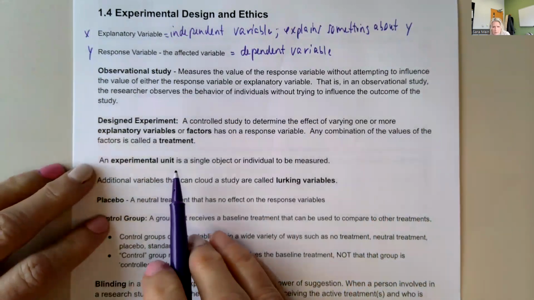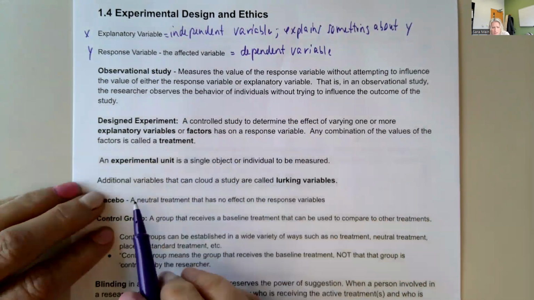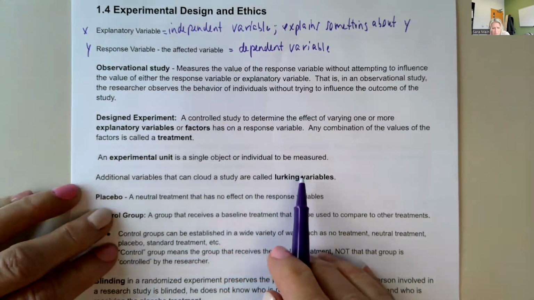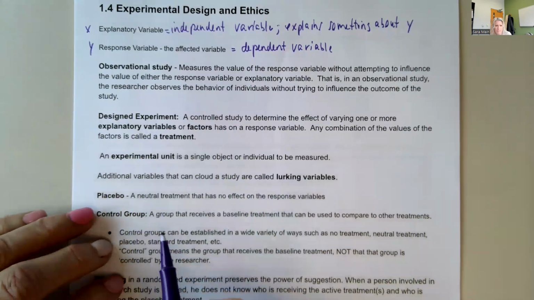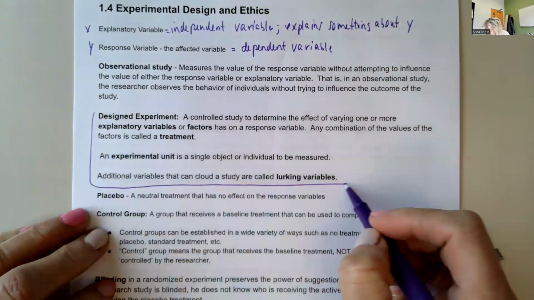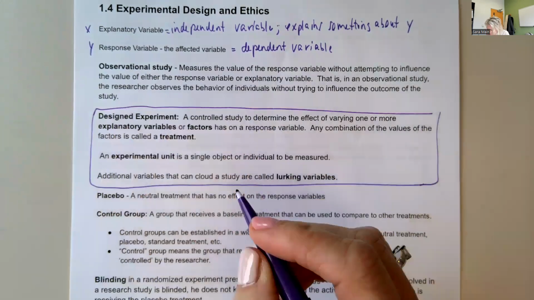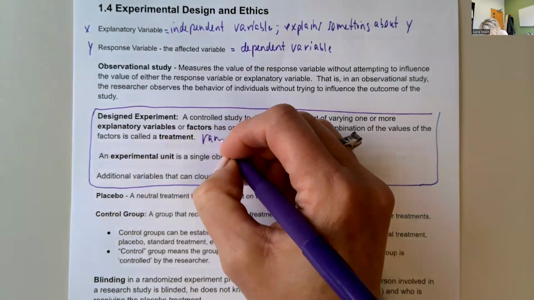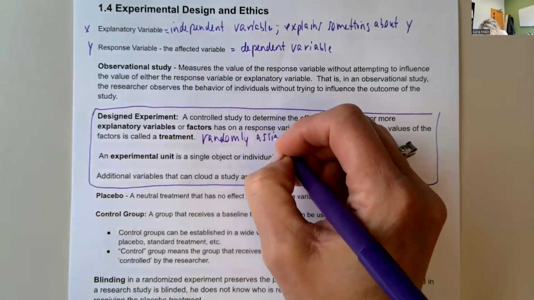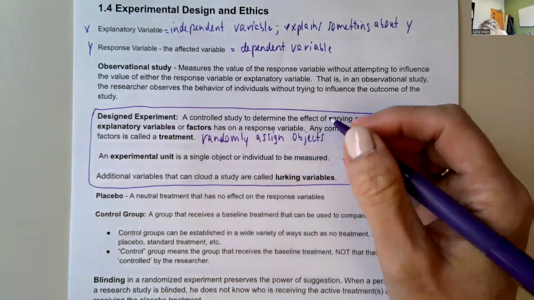So an experimental unit is a single object or individual to be measured in the experiment. Additional variables that can cloud a study are called lurking variables. And so when we're talking about designed experiments, this kind of all goes together. So you randomly assign objects or individuals to a group, a treatment.